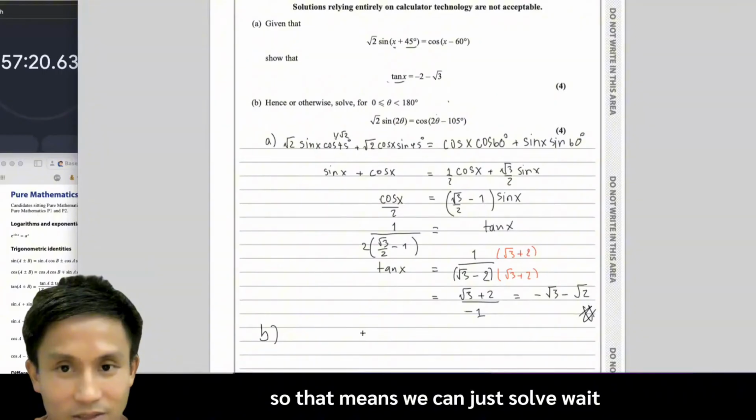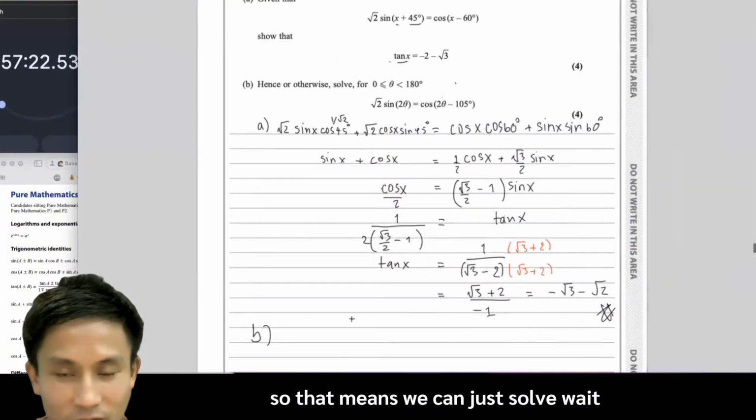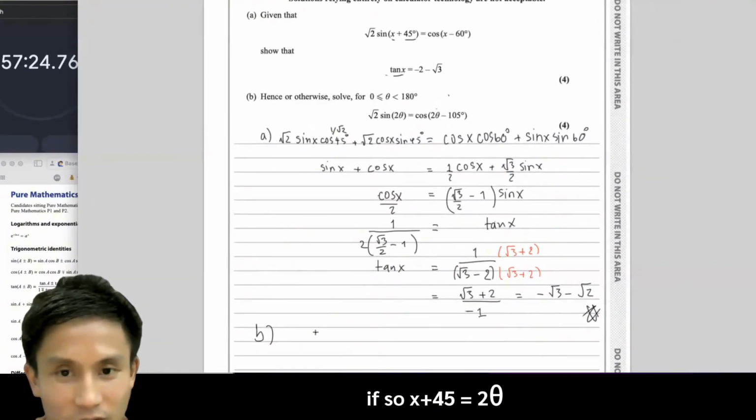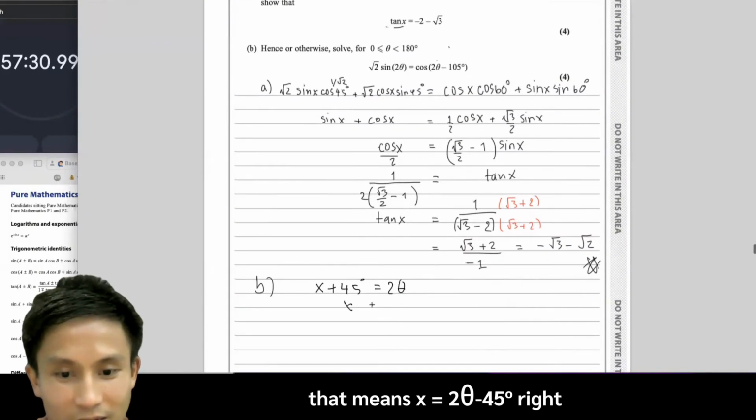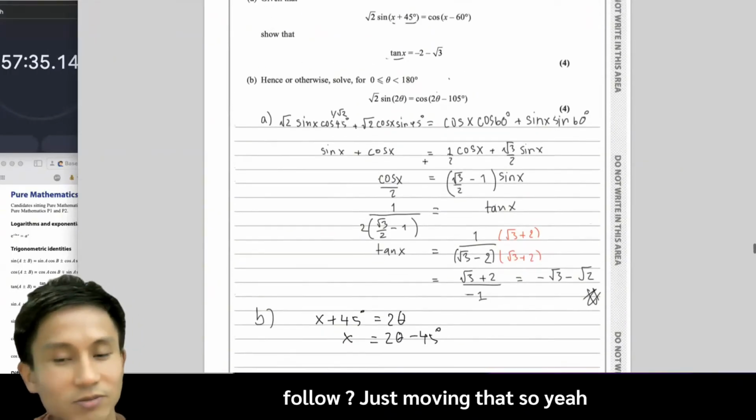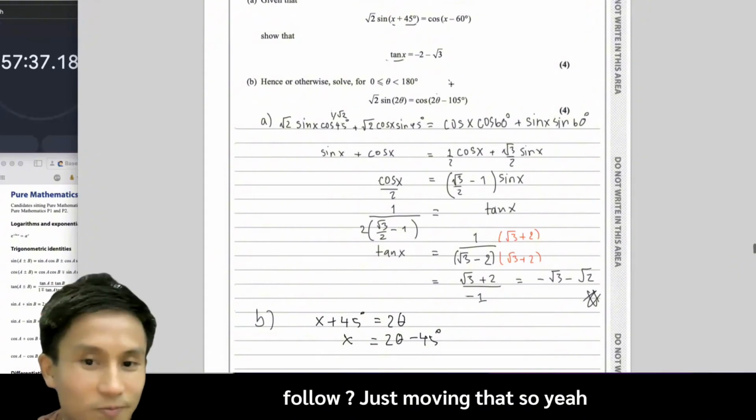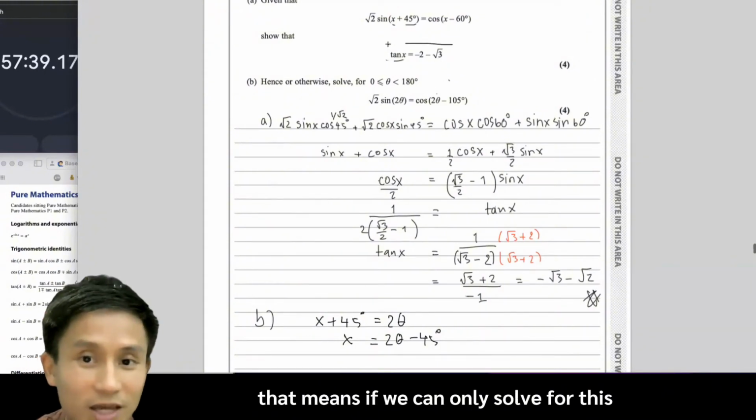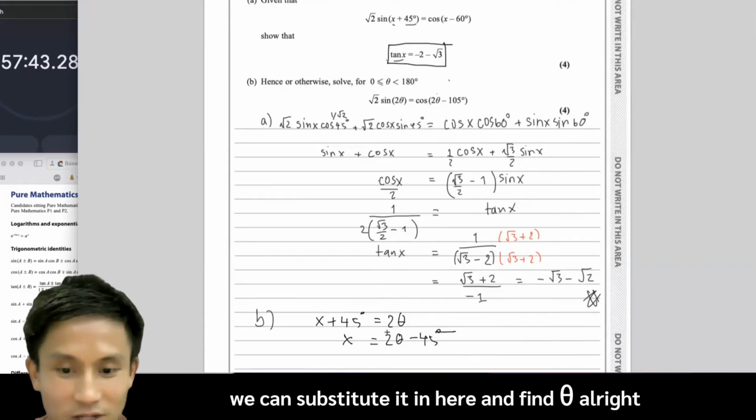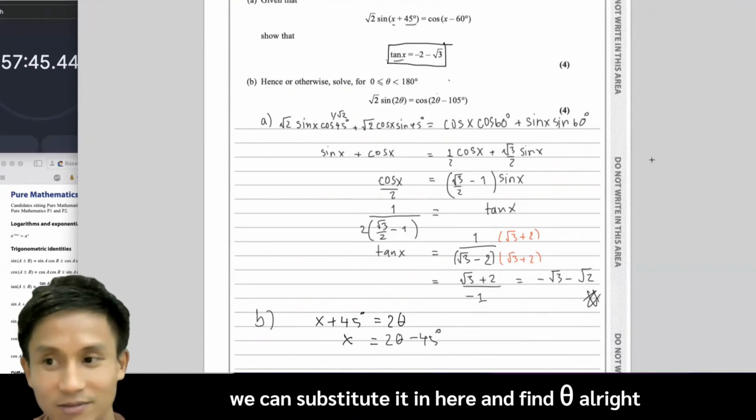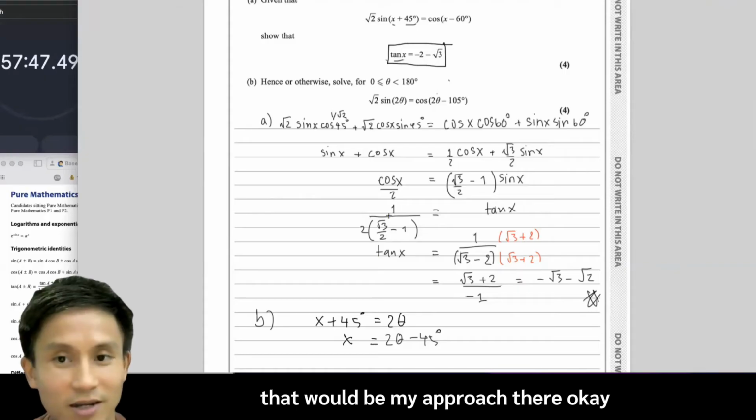So that means we can just solve. x plus 45 is 2 theta, which means x is 2 theta minus 45, right? Follow? Just moving that. So that means if we can solve for this, whatever the answer is, we can substitute it in here and find theta. All right, that would be my approach there.